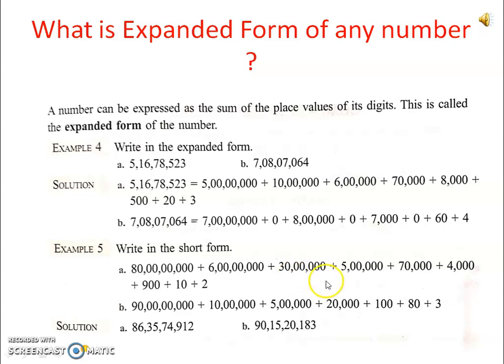Then 5 lakh in which we will pick 5 plus 70,000. From this we will pick the first digit 7 plus 4,000. From 4,000 we will pick first digit 4 plus 900. So from it we will pick 9 plus 10. So from 10 we will pick first digit 1 plus 2. So we get the number as a short form 86 crore 35 lakh 74,912. So this is the explanation of it.